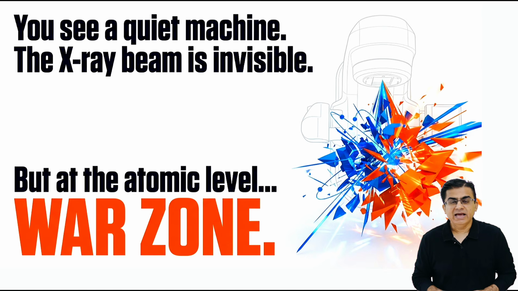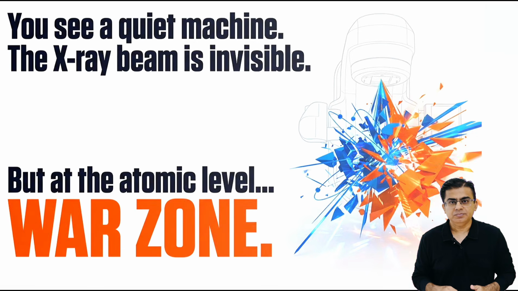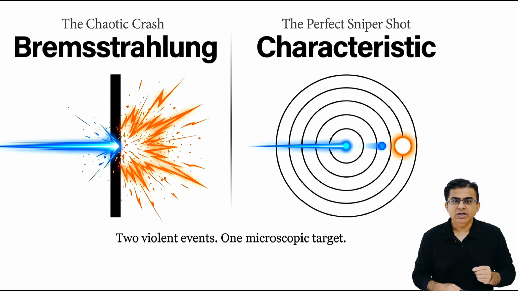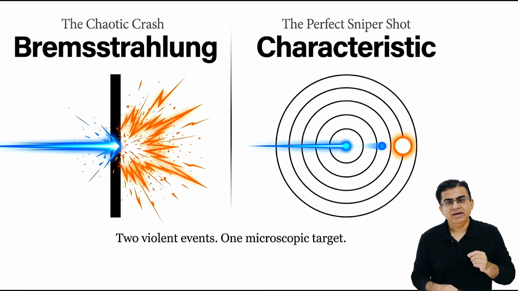When you look at a linear accelerator, it looks very quiet and peaceful. But at the atomic level, it is an absolute war zone. Inside the machine, electrons are being fired like high-speed bullets. When high-speed bullets hit the heavy metal target, two completely different events happen.